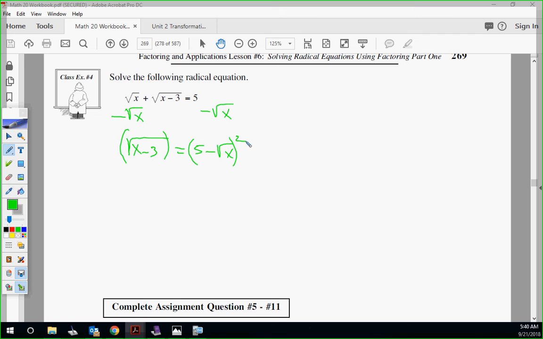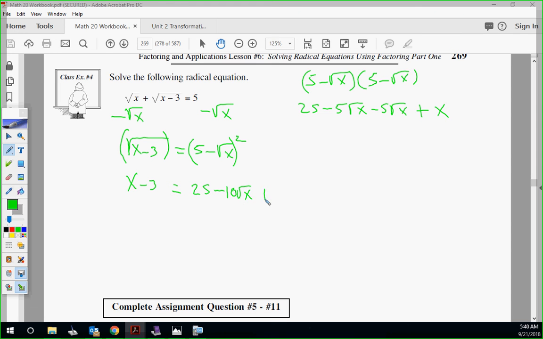So this right here, left side, we got 5 minus root x, and we have to FOIL this one out. So I'll come over here and do it for you because it looks a little bit different because it's a radical. Okay, 5 times 5 is 25. 5 times negative root x, negative 5 root x. Negative 5 root x. Positive x. We're going to multiply all that. So you'll see we get 25 minus 10 root x plus x.